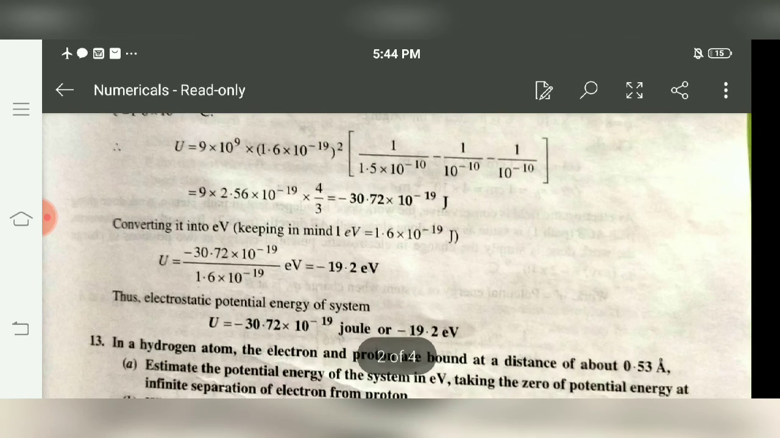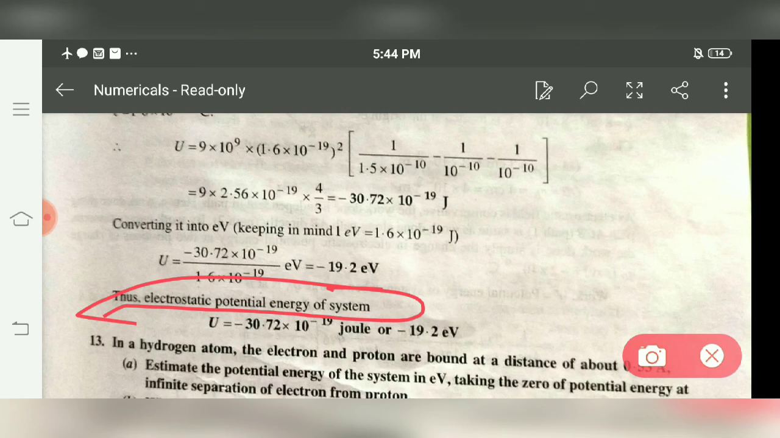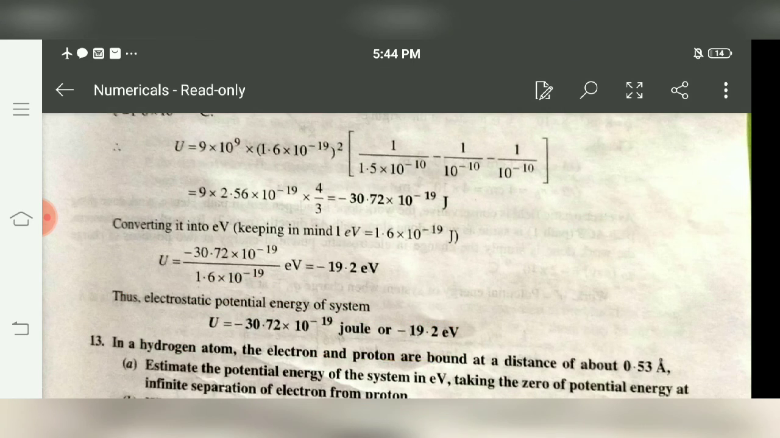By solving this, you will get the value of potential energy, that is minus 19.2 electron volt. So this is the electrostatic potential energy of the system. If this is negative, it means this system is a bounded system. They are bounded with each other.